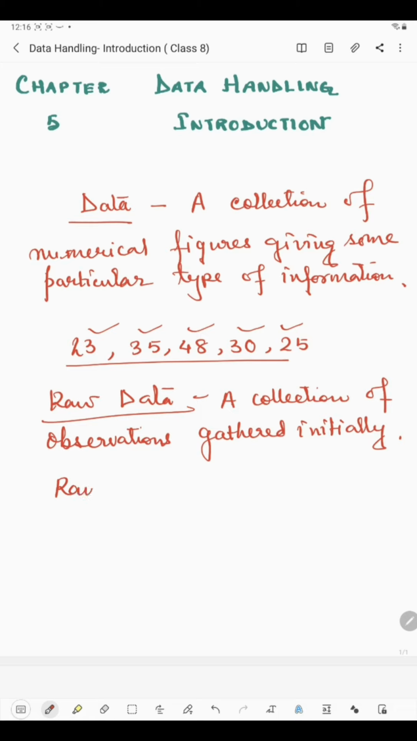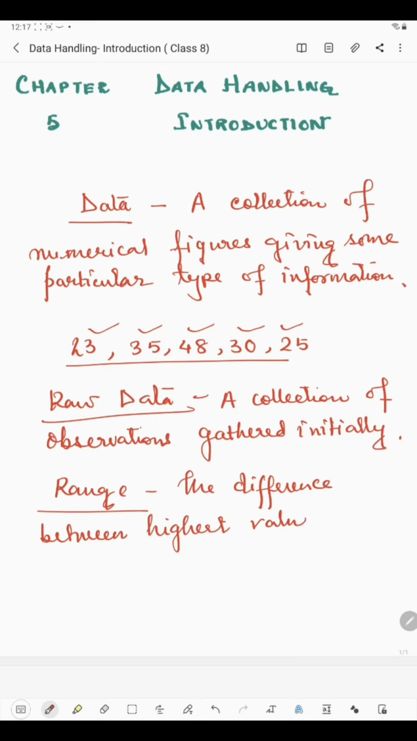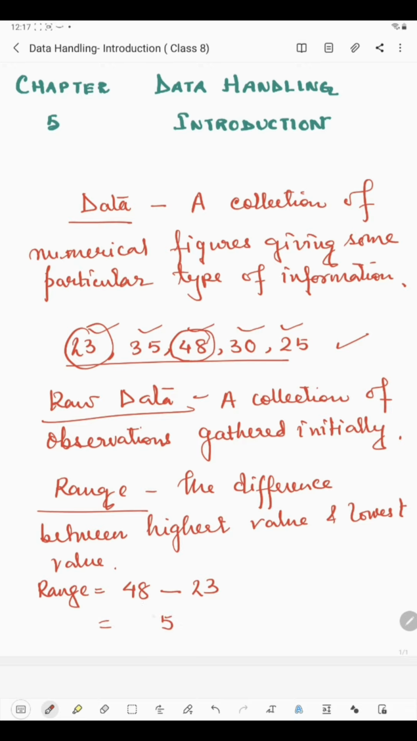Now what do you mean by range? Range means the difference between the highest value and the lowest value. Now if you see this data here, 48 is the highest value and 23 is the smallest value. So range is the difference between the highest value and the lowest value. So 48 minus 23 is 25, okay?